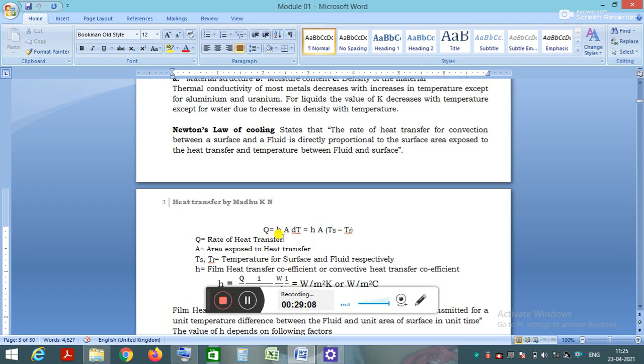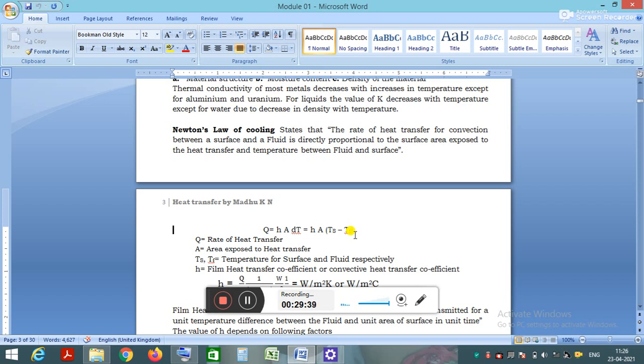We can write this equation as Q equals H into A into (T suffix S minus T suffix F), where H is the constant of proportionality called film heat transfer coefficient or convective heat transfer coefficient. Similar to the thermal conductivity in the Fourier law, here also H is the film heat transfer coefficient or convective heat transfer coefficient.